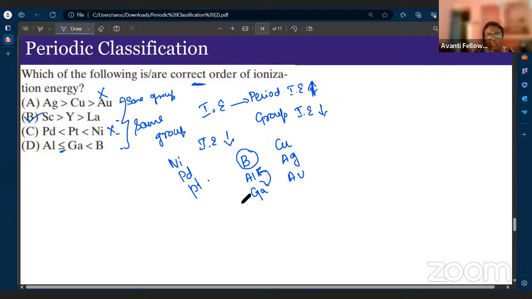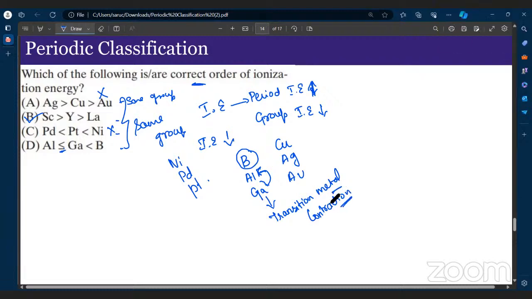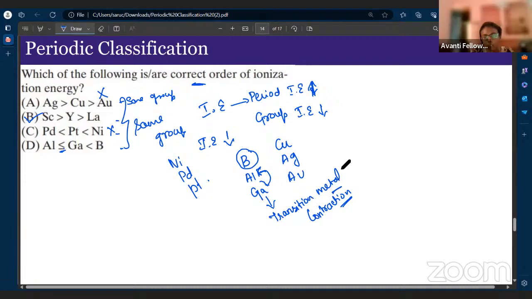Is this true? Can you say that there is some sort of transition metal contraction for gallium, like lanthanide contraction? Yes, it experiences the transition metal contraction. As the contraction happens, the radii will decrease, so you have to spend more energy. So when you compare these two, gallium will have energy equal to or greater than that of aluminium. So option D is also right. See the symbol over here. So B and D are right.